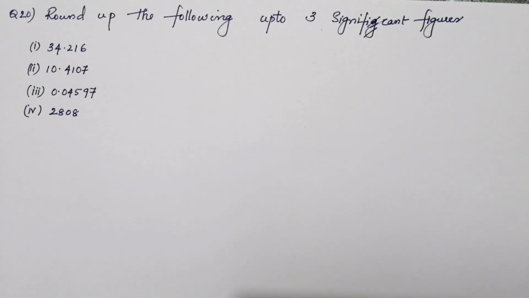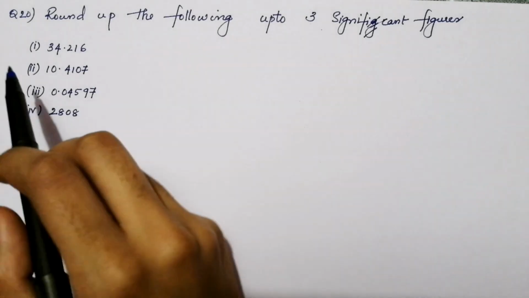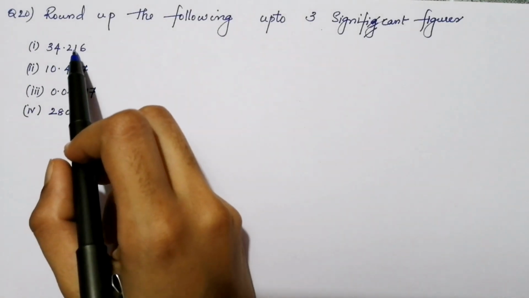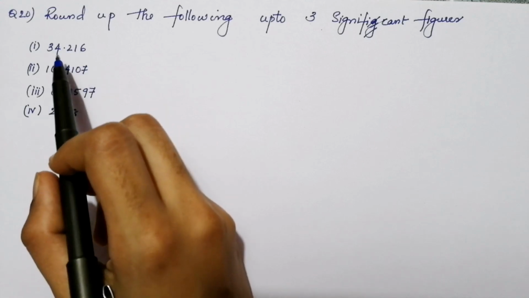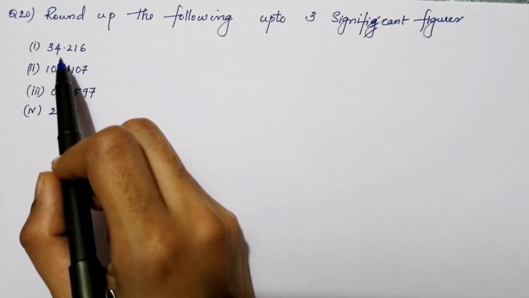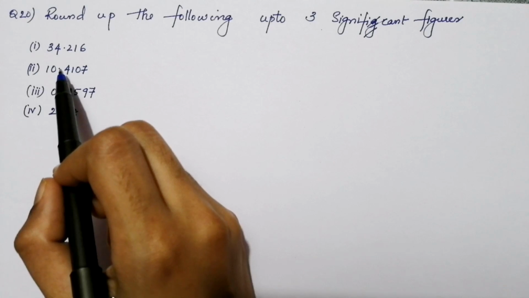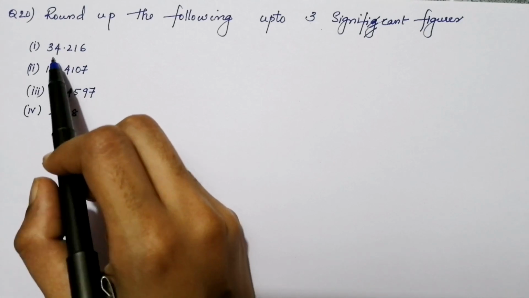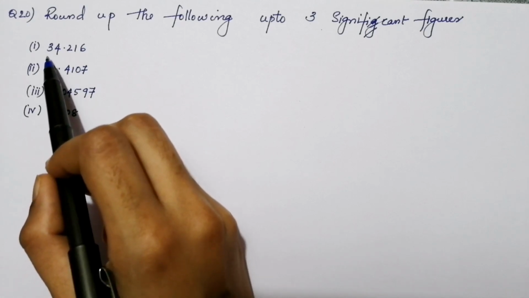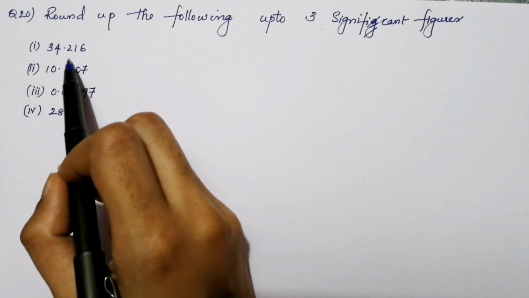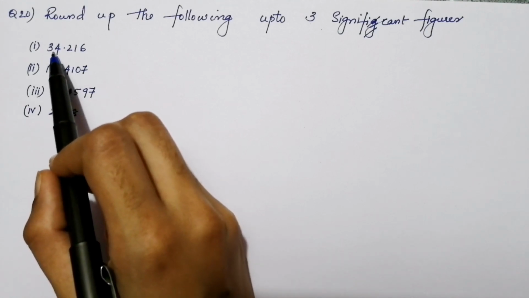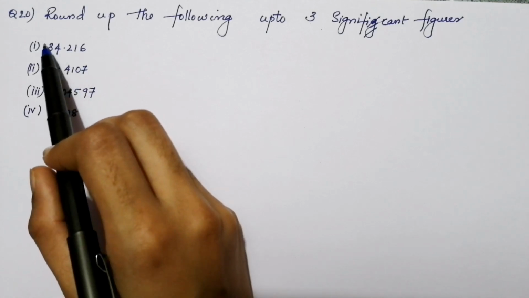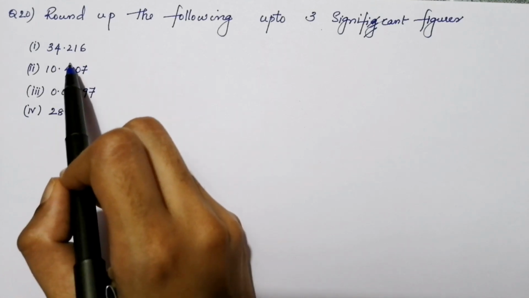Question number 20 says, round up the following up to 3 significant figures. And we have 4 questions. So the first question we have 34.216. From the previous question we have already learned what significant figures are and what rules we follow to determine them. So with that information, we can say in this number we have 5 significant figures because all these are non-zero digits, so all these are significant. Hence we have 1, 2, 3, 4, 5 significant figures in this.